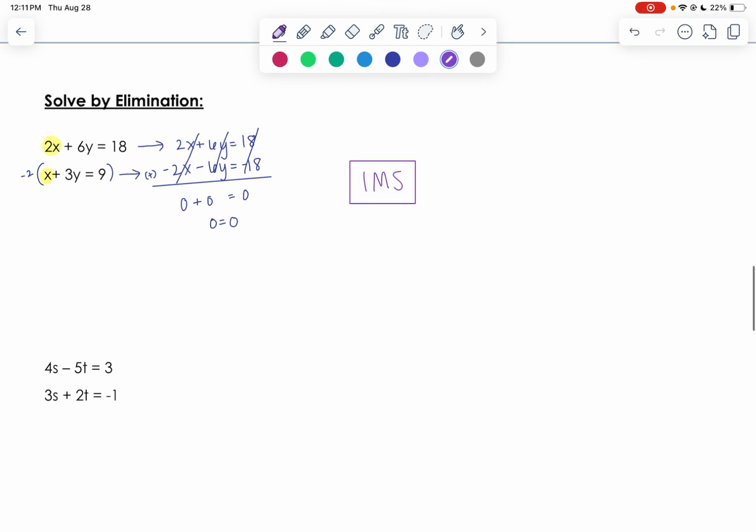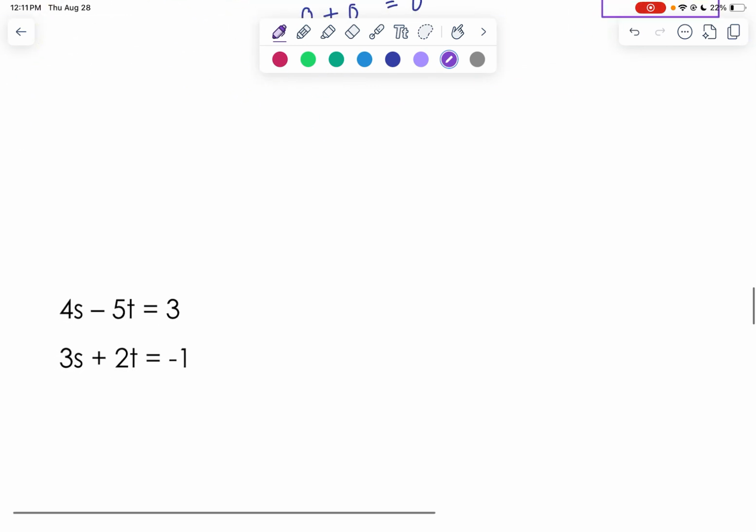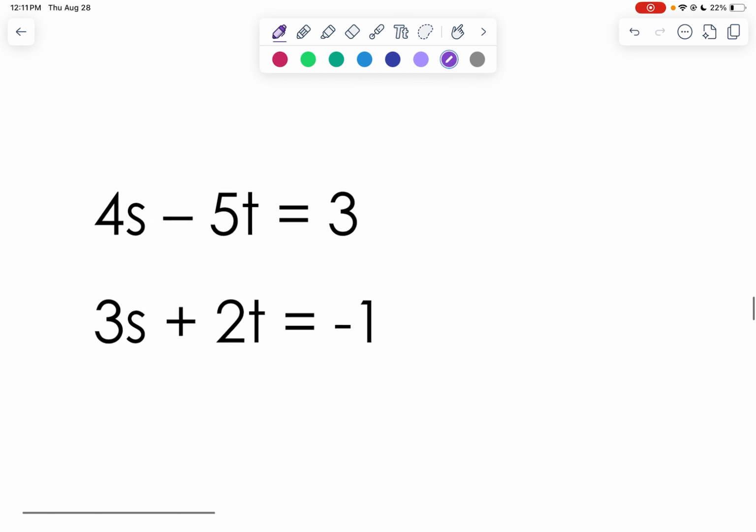Okay? Now let's take a look at another one. If I'm solving by elimination, I want to eliminate the S or I want to eliminate the T. I want to eliminate one of the letters so then I could solve for the other one, okay? And from here, it doesn't really matter. Do you want to eliminate S? Do you want to eliminate T? Something that I'm noticing is that this is negative and this is positive. So those are kind of already on the right path to canceling each other out.